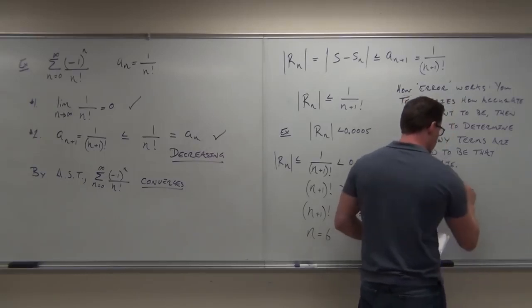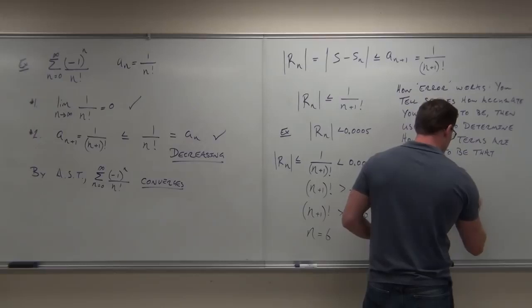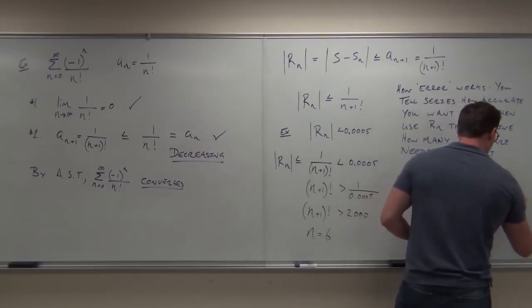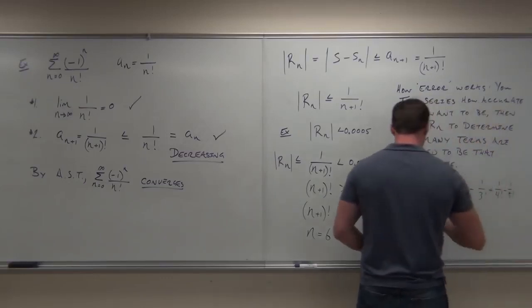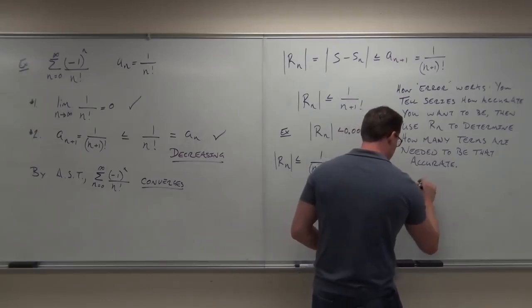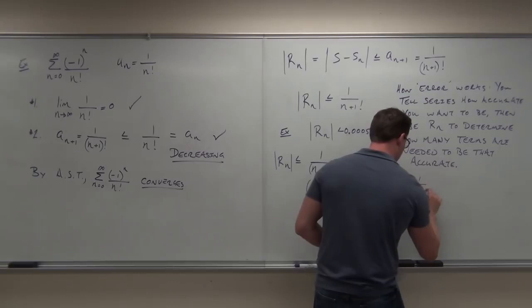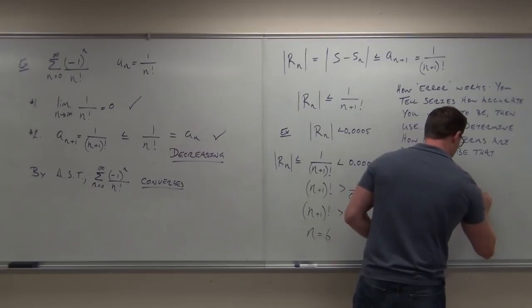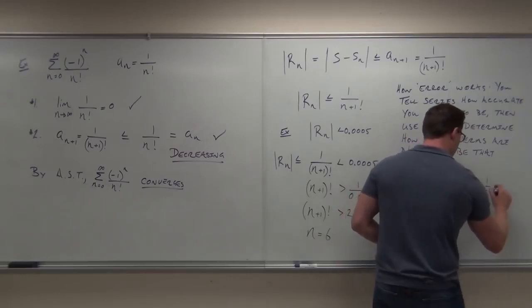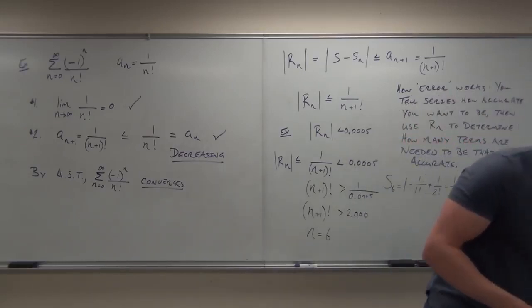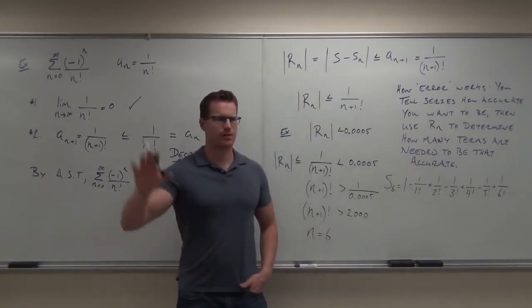I plug in 2. I get 1 over 2 factorial. I plug in 3. I get 1 over 3 factorial, plus 1 over 4 factorial, minus 1 over 5 factorial. I ran out of room. Are we okay with all that? Show of hands if you feel all right with that.